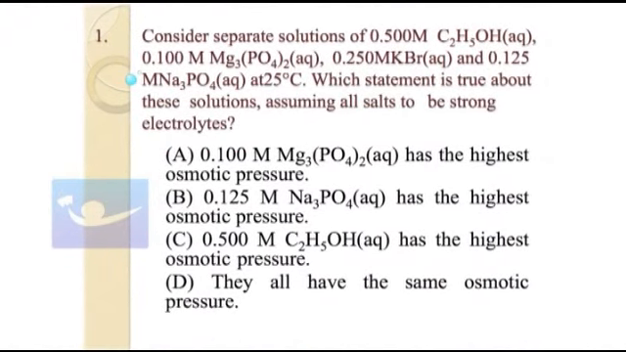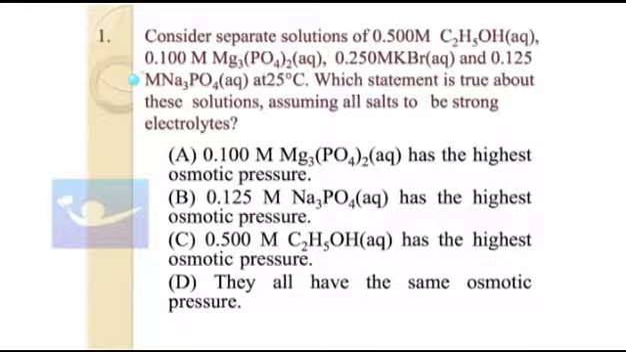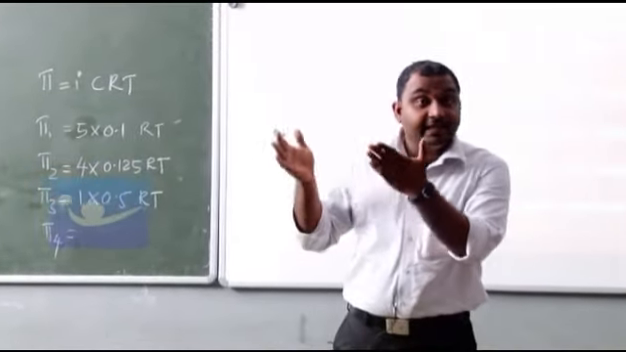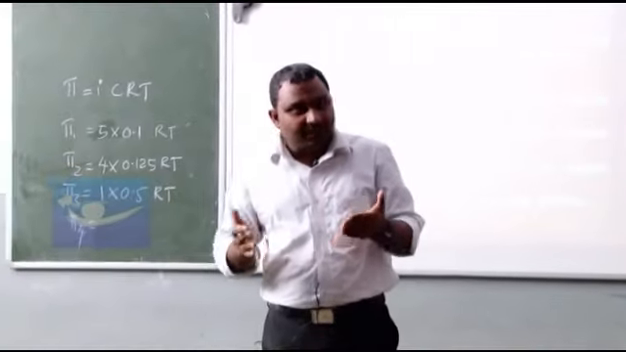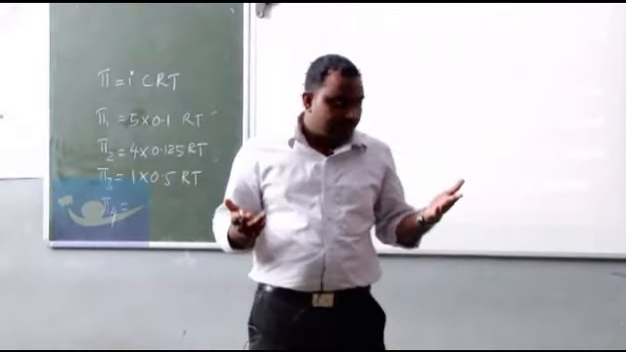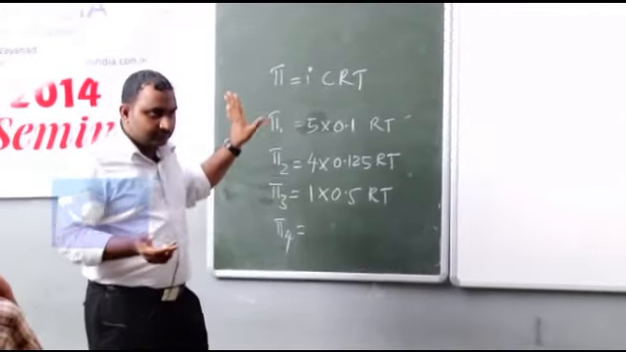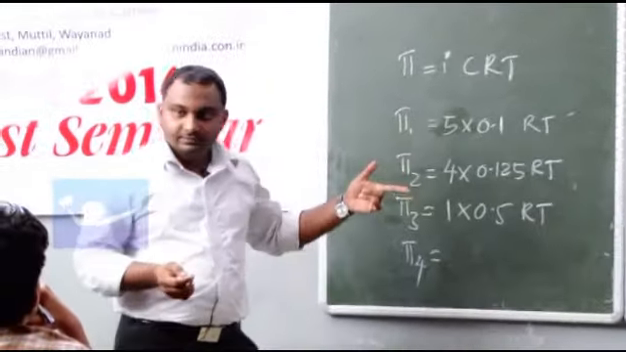Or even you can look at the number of particles just by multiplying the van't Hoff factor. The van't Hoff factor means how many particles will be produced by the dissociation. Okay, multiplied by the van't Hoff factor. Fine. So what is the option?